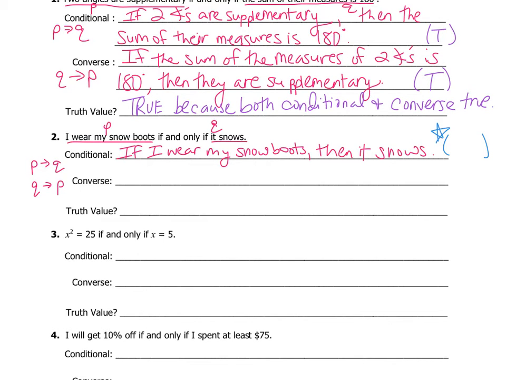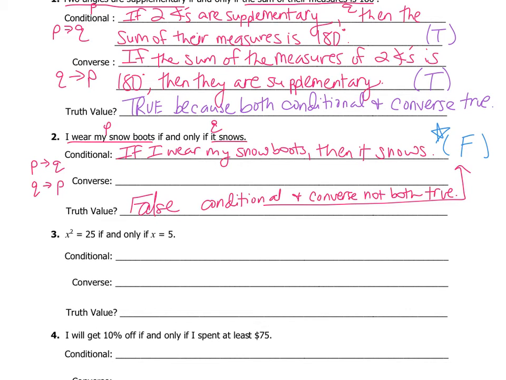So the question is, if I wear my snow boots, will it always snow? That's kind of the easier way of noticing it. So if you're wearing your snow boots, does that mean it's going to snow? No, it is not. So that statement would have a false truth value. Because of this, we know that the final truth value of our biconditional statement will be false, because our conditional is false. It doesn't really matter how the converse ends up, because our conditional is already false, we know that the truth value for our biconditional will also be false.